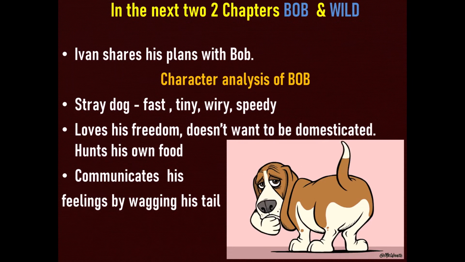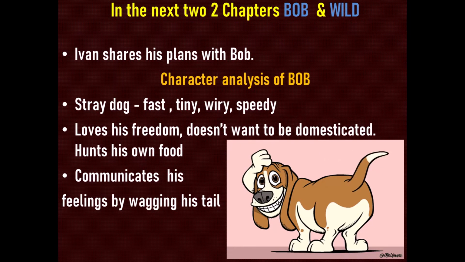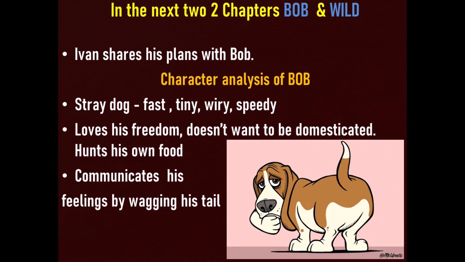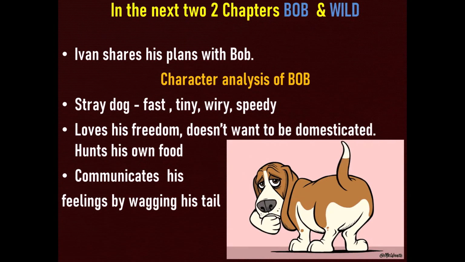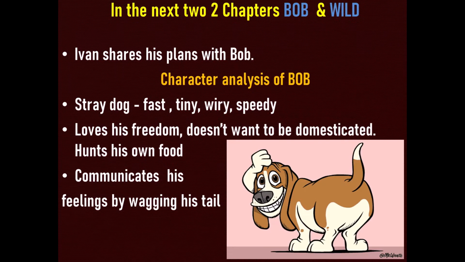Bob is a stray dog who is fast, tiny, wiry, and speedy. He loves his freedom and doesn't want to be domesticated. And you know what he calls himself? Well, he says, I am a wild, untamed, and undaunted beast at heart. He hunts his own food and eats all the leftovers in the mall. Like all other dogs, Bob communicates his feelings through his tail.